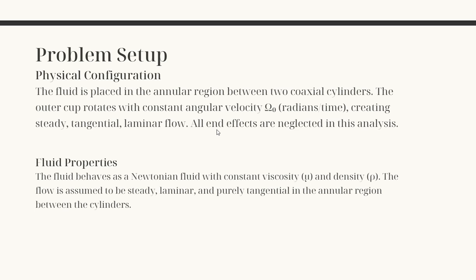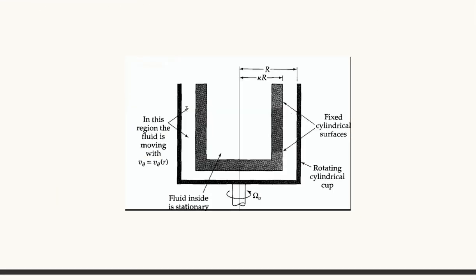The outer cylinder rotates with angular velocity omega. The inner cylinder is stationary. The flow is steady, laminar, and purely tangential. Also, we neglect end effects, which means we only consider flow in the radial direction. Here, the fluid is assumed to be a Newtonian fluid, which means shear stress is proportional to velocity gradient, viscosity is constant, and density is constant.